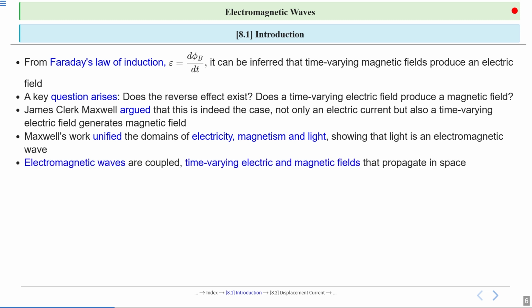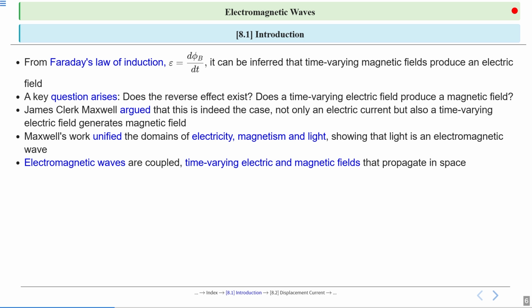Electromagnetic waves are coupled time varying electric and magnetic fields that propagate in space. You may have studied a little bit in chemistry. So what are electromagnetic waves? They are coupled time varying electric and magnetic fields. You may have studied it in the waves chapter of 11th, and you may have been given a small idea about electromagnetic waves.